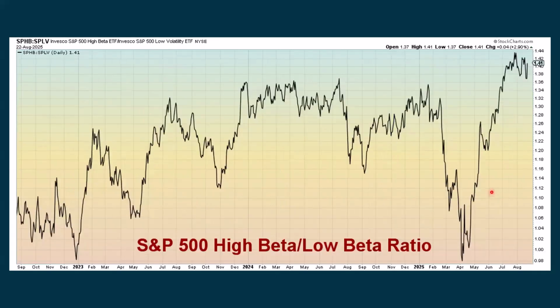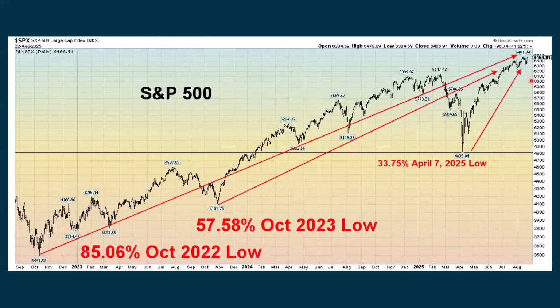High beta to low beta. Again, usually when this ratio is going up, that's more positive. When this is coming down, that's more negative. Really choppy. We were actually starting to decline here, and that was causing a bit of a concern. But then this really shot up in Friday's session, and now we're back into this range that we've been in.